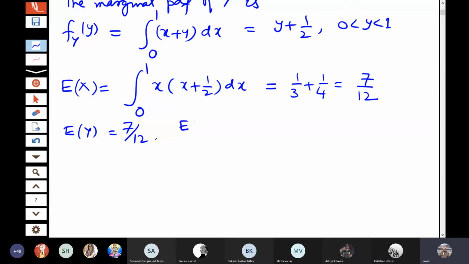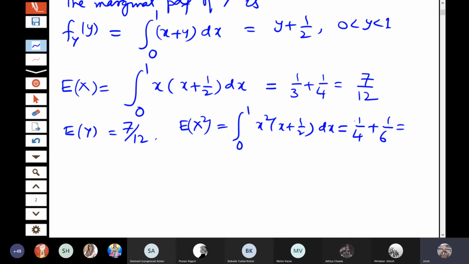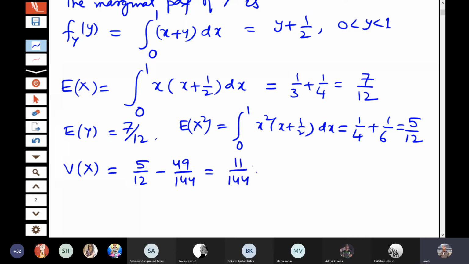Let us look at expectation of x square. So that is 0 to 1 x square into x plus half. So that is 1 by 4 plus 1 by 6. So that is becoming 5 by 12. So what is variance of x? That is 5 by 12 minus 49 by 144, that is 11 by 144. Since the form of the distribution is the same, variance of y will also be the same.